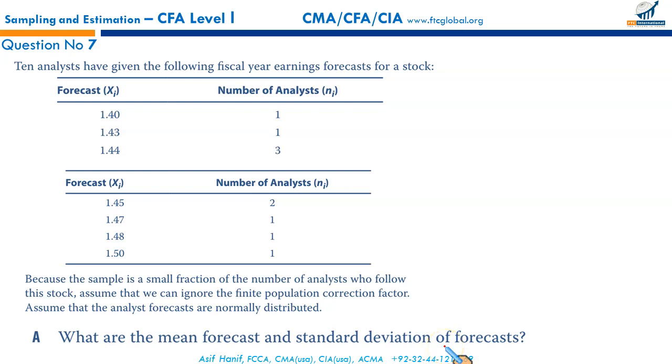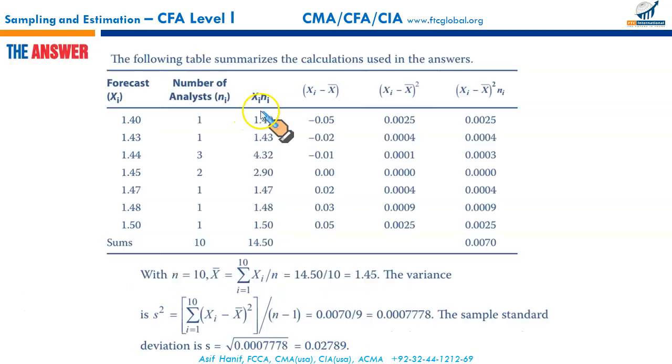So it's fairly straightforward from your previous readings. What we will do, we'll construct a table representing these forecasts and the frequency. Now, multiplying the return with frequency, all these numbers are here. Now we can calculate the mean, 14.5 based upon the 10 observations, so it's going to be 1.45. Right, this is the mean.